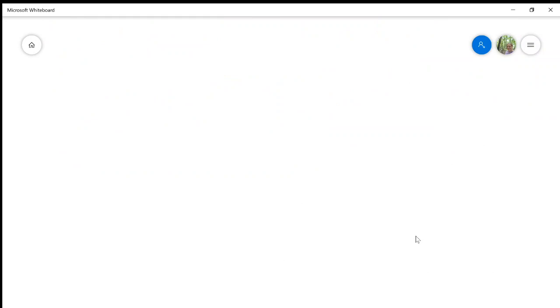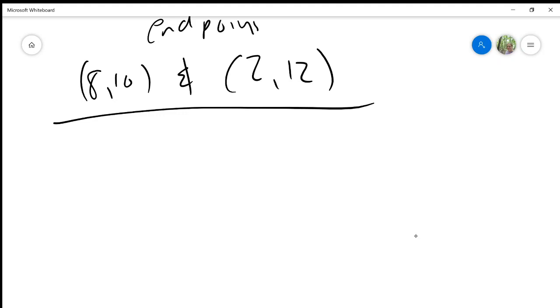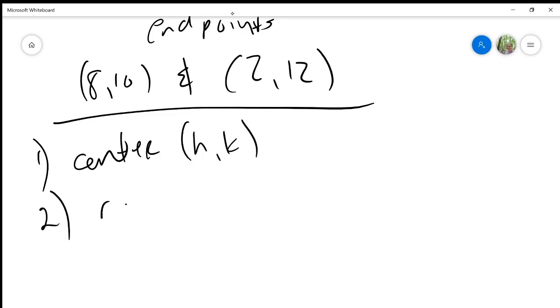Let me get rid of this. Okay, so the endpoints that they give me are 8, 10, and 2, 12. And so the first thing that I'm going to have to do, these are endpoints. Number 1, I need to find the center, which is HK. And then number 2, I need to find the radius. And then once I have the H and the K and the radius, I'll be good to go.